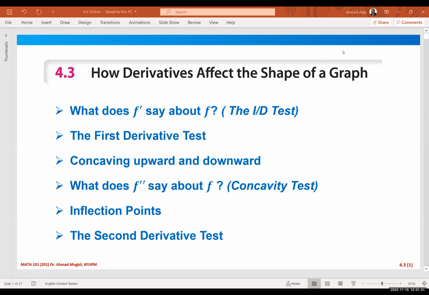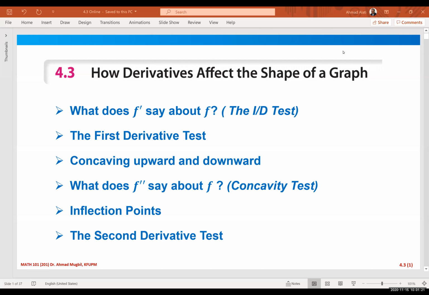Objectives of this section. What we expect from you, ya shabab, after finishing this section. Inshallah, after finishing this section, you will be able to identify what the first derivative says about the function itself. And you will also be able to use the first derivative test to find the local maxima and local minima. Also, you will be able to identify what the second derivative says about the function.